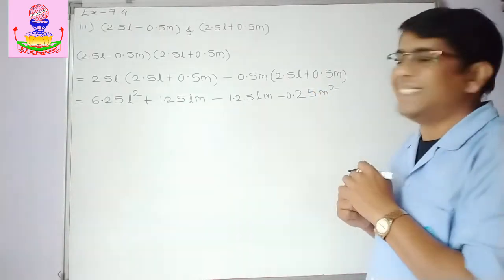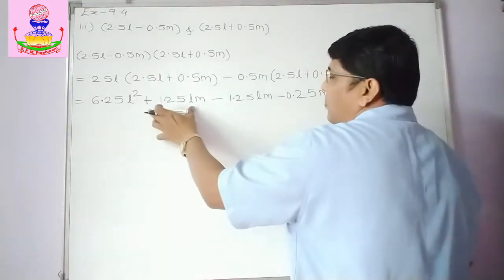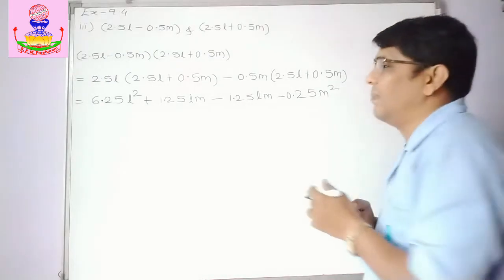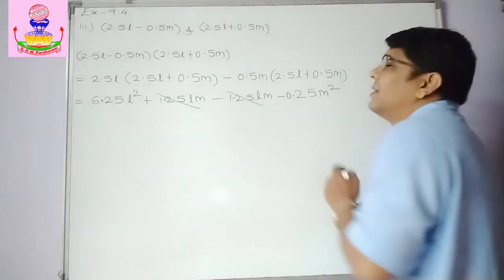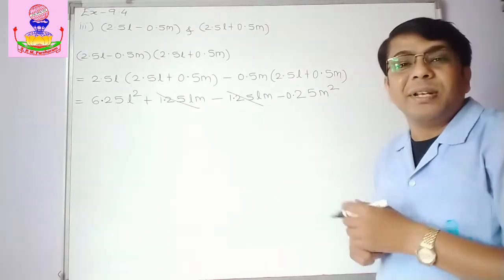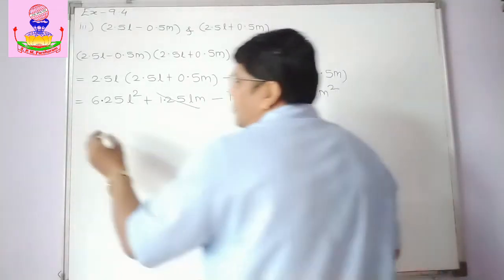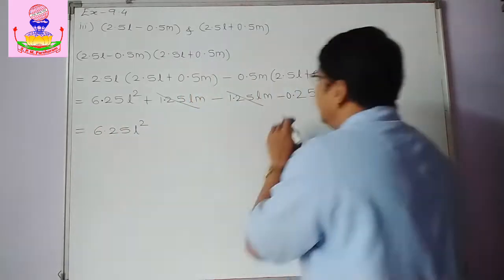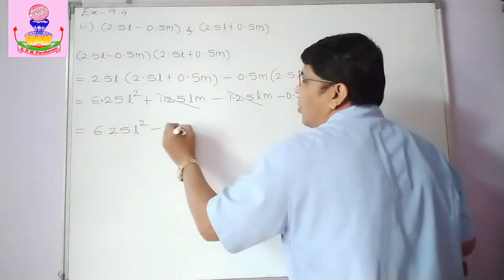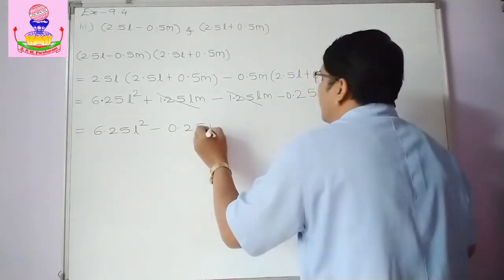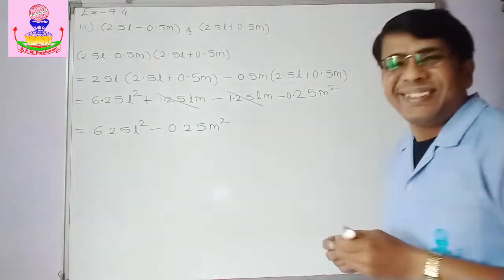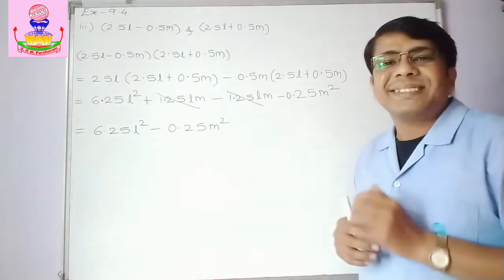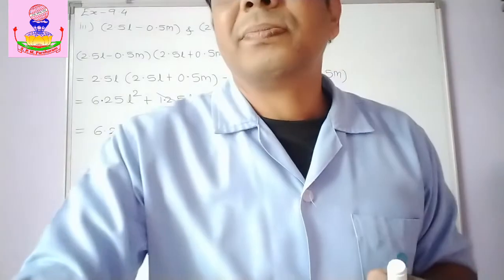m into m square. See the like terms. This is plus 1.25 lm. This is minus 1.25 lm. So they will get cancelled because their subtraction will be 0. Okay. So my final answer is 6.25 L square minus 0.25 m square. Okay, so let's move to the next example.